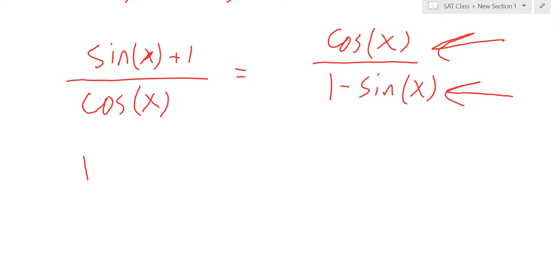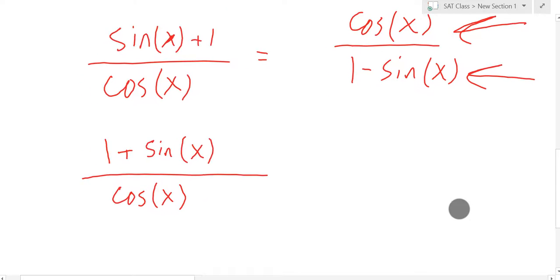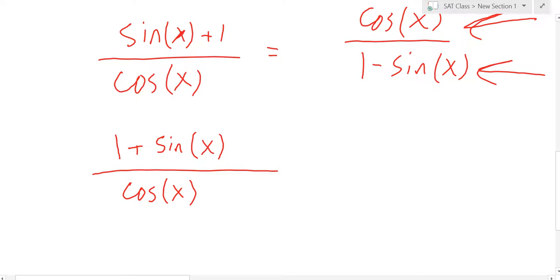So I'm going to rewrite the top real quick. Is everyone okay with this idea? We were allowed to do that, right? Sine of x plus 1 is the same thing as 1 plus sine. Okay? And all I'm doing is a little bit of thinking in that I don't want to multiply by sine minus 1. I want to multiply by 1 minus sine. So I'm just rearranging a little bit.